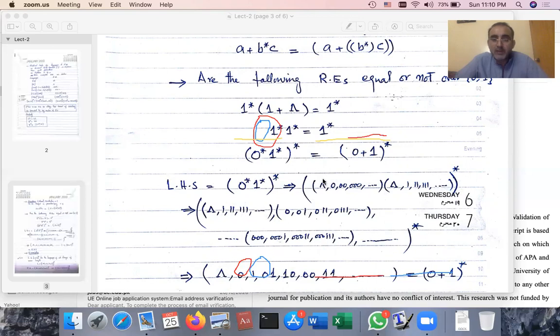So after multiplying this null with this whole set, what will I get? I will get this whole set. And afterward, I can multiply this 0 with this whole set. And what will I get?